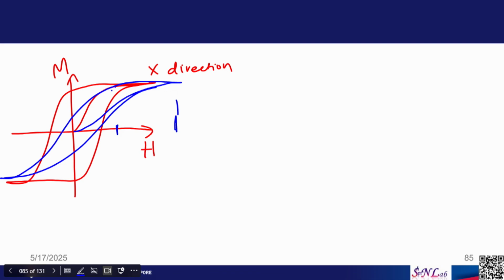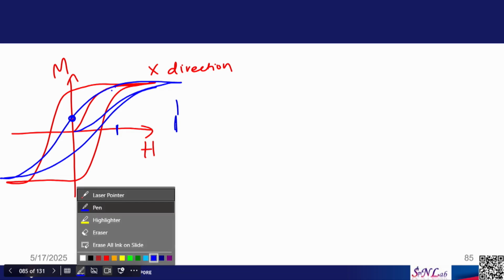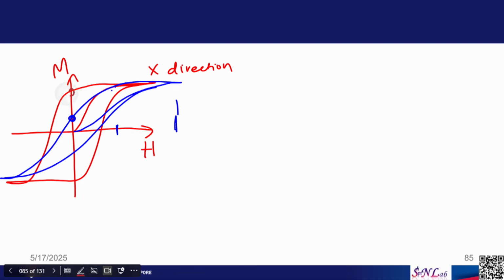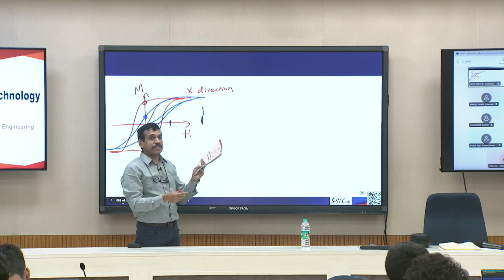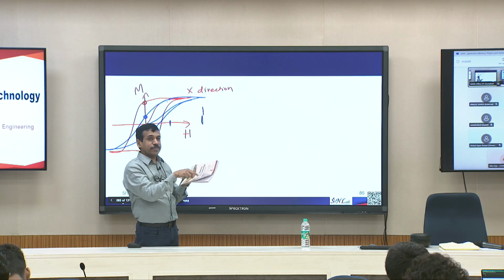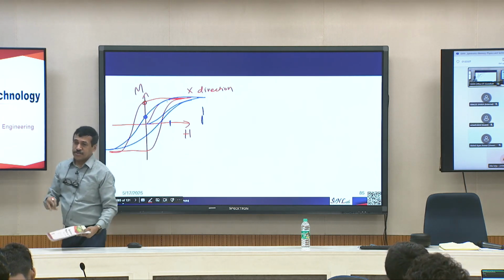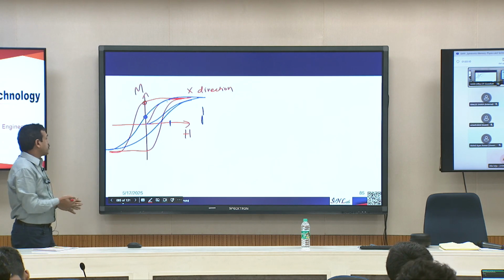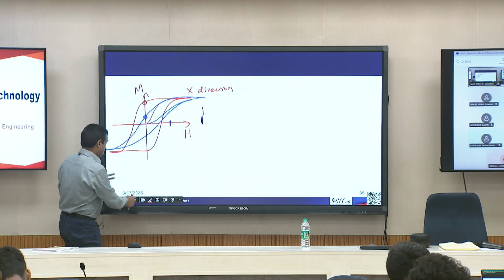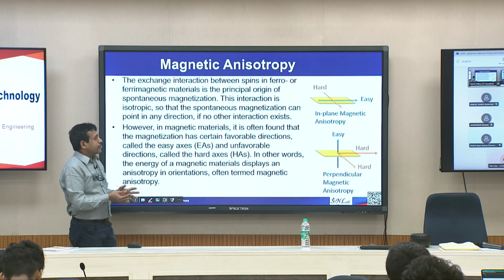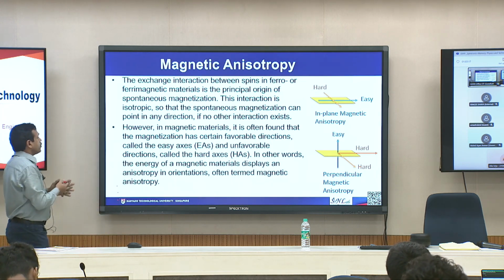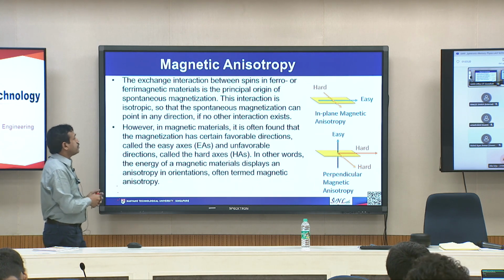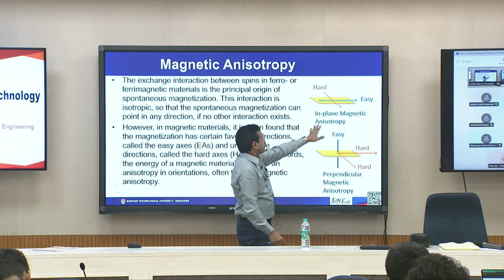Secondly, you look at the remanence: it is low in the y direction and high in the x direction. So, you can see a few differences in the properties. It is the same material, but you are measuring the property in two different directions and the hysteresis loops look different. So, this property is called anisotropy. That means the property of the material that you measure depends on the direction. It is a direction dependent property, so we call it anisotropy.